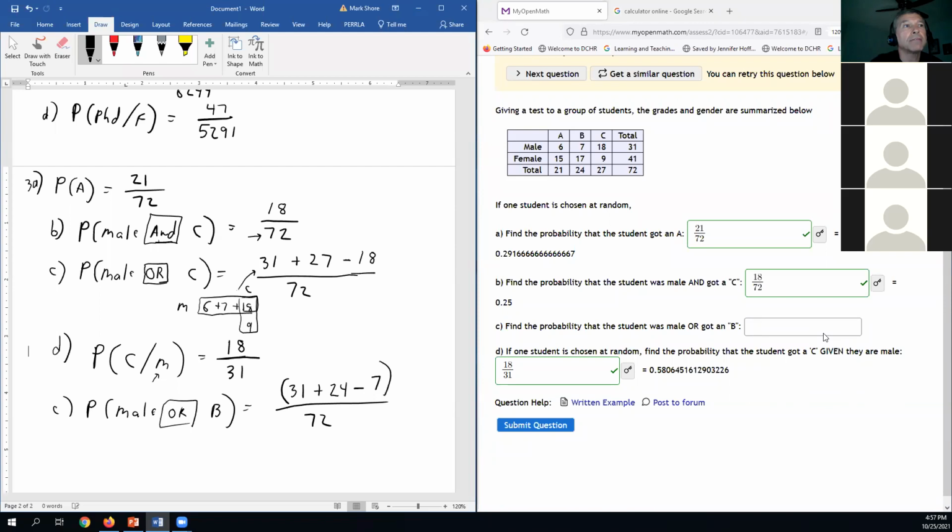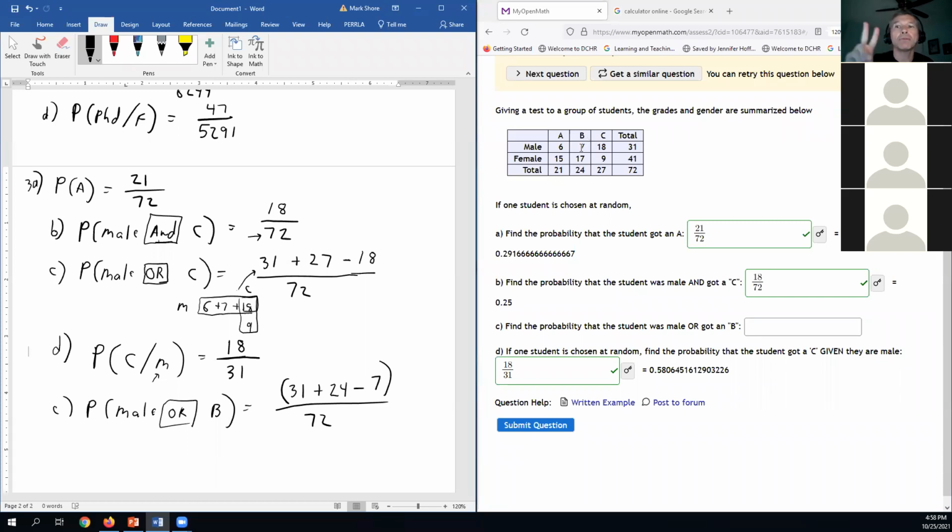So again, if you're having trouble with that, you counted up all the males. That was the 6, the 7, and the 18 that give you a total of 31. Then you counted up all your Bs. That's the 7 again, plus the 17, which got you the 24. But the 7 got counted once because they're male, and they got counted again because they got a B. Got to subtract them off because they were counted twice.